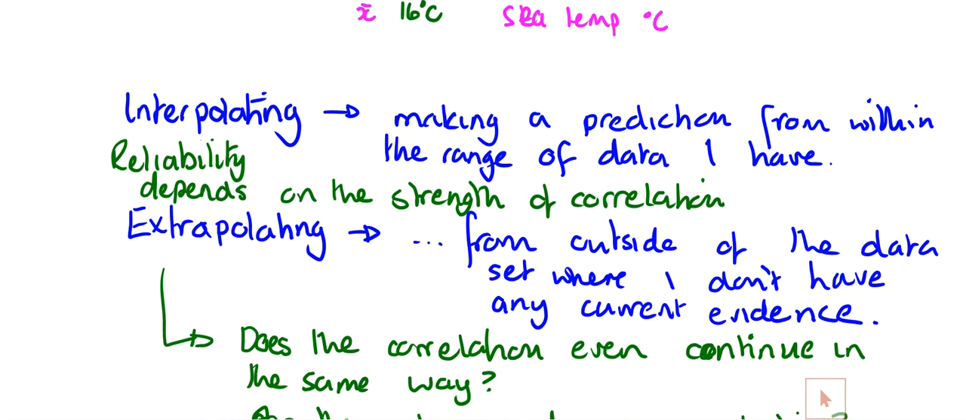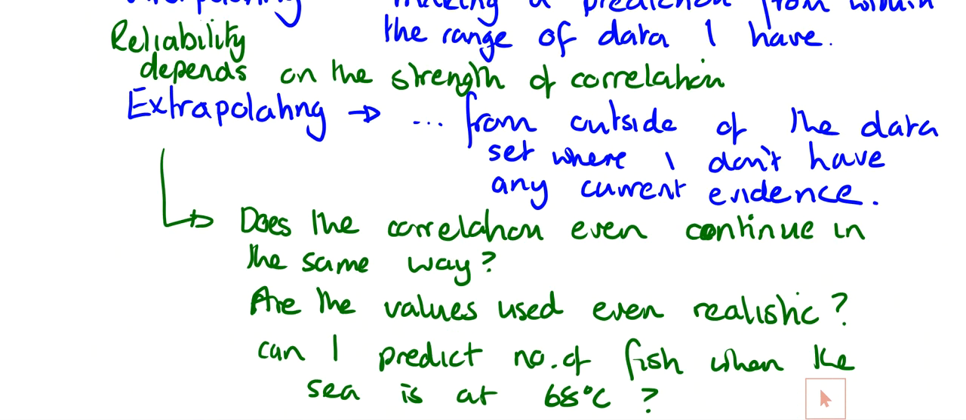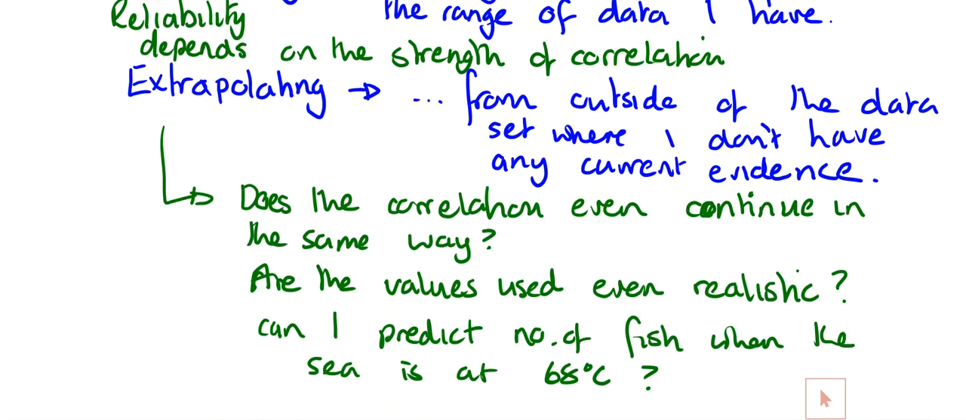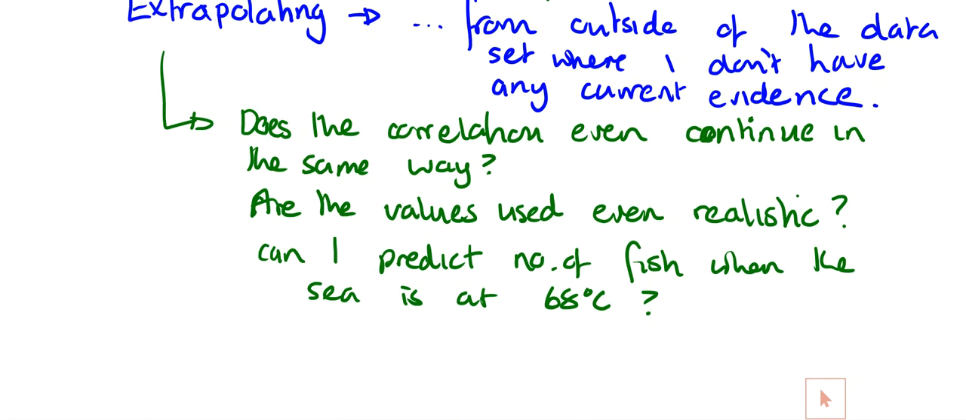So we did say interpolating is making a prediction from within the data, and extrapolation is from outside of the data. We've got: does the correlation even continue in that way? Are the values used even realistic? Can I predict the number of fish when the sea is at 68 degrees Celsius? No, because the sea is not going to be at 68 degrees Celsius.